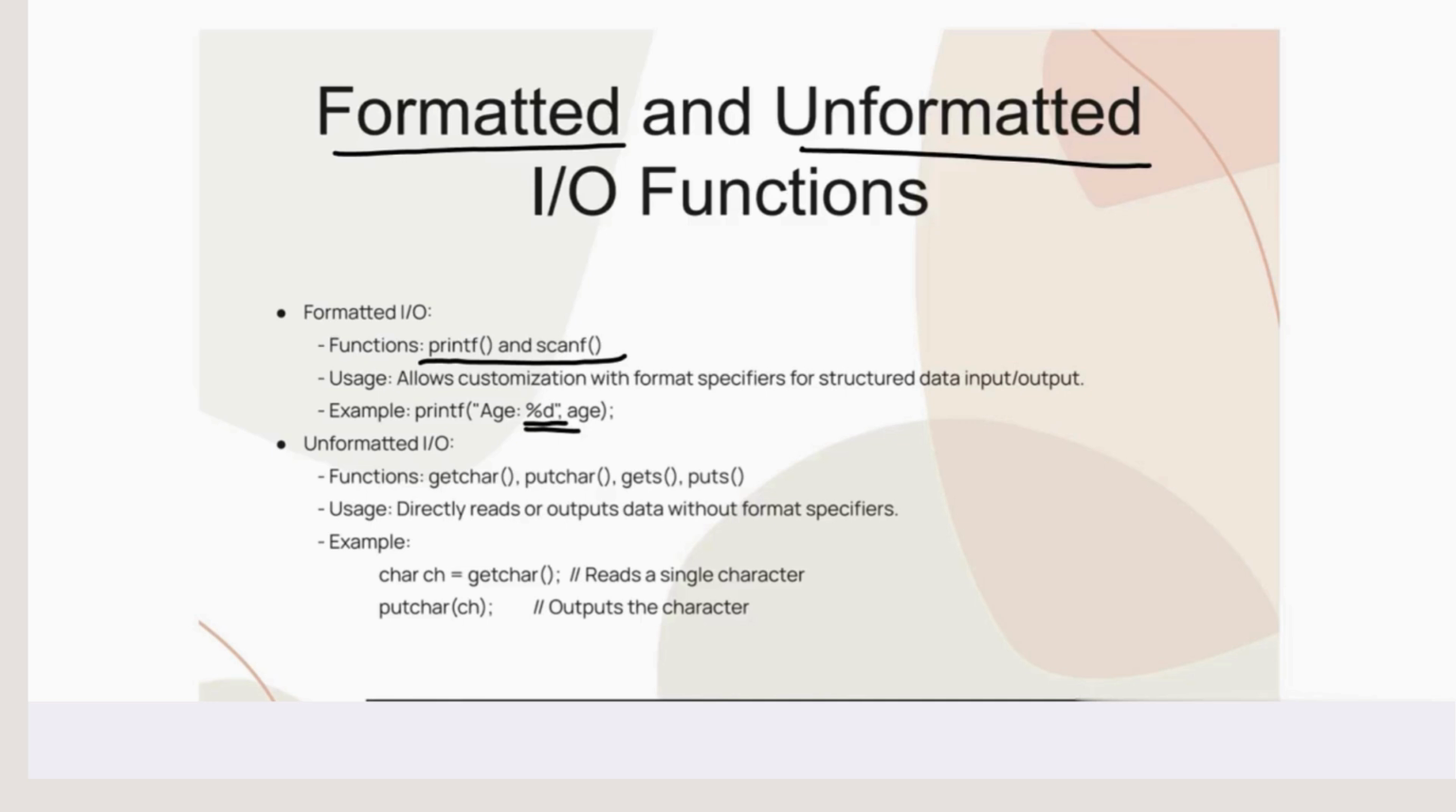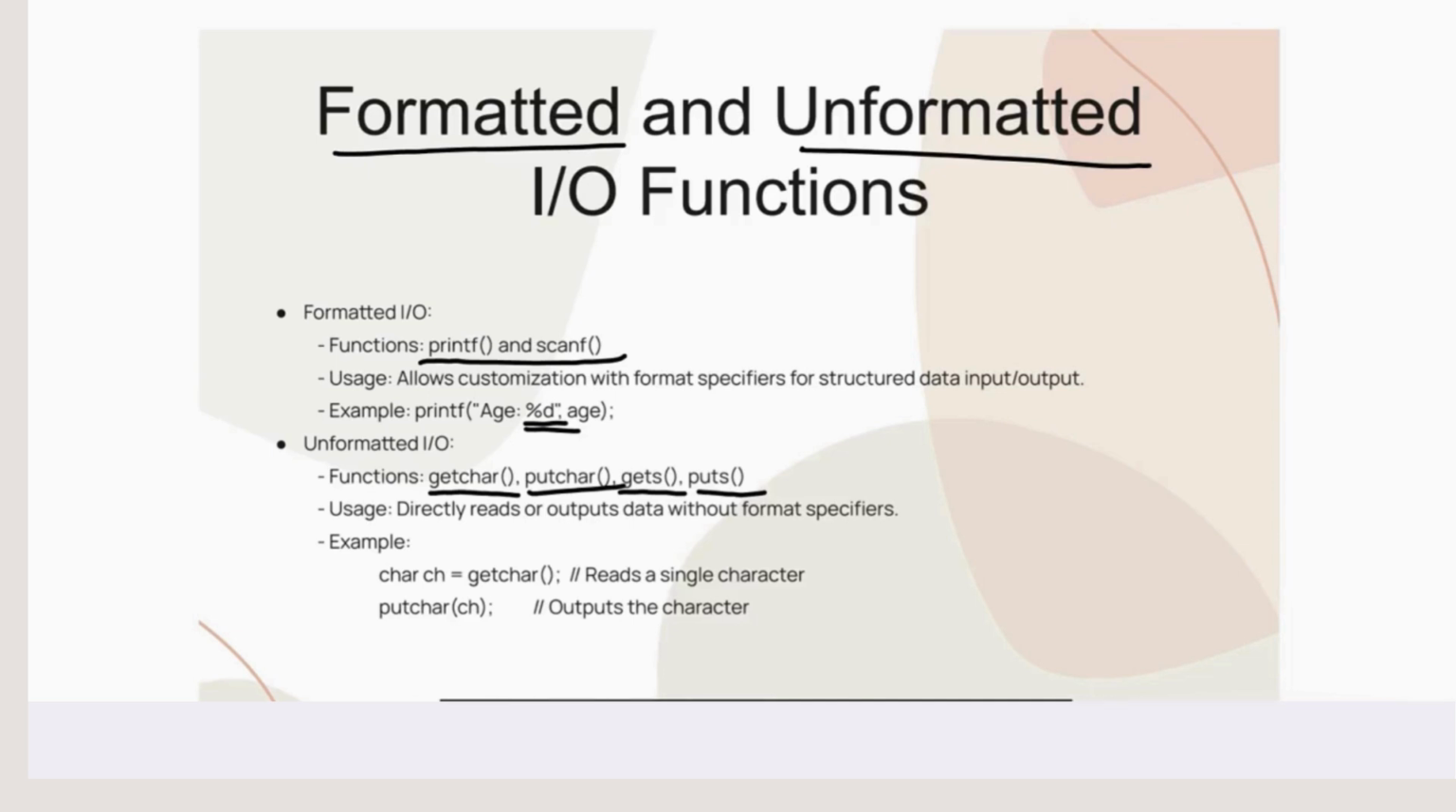So some of the unformatted IO functions are getchar if you want to accept a single character, putchar if you want to print a single character, gets if you want to accept a string from the user from the console, and if you want to print the string to the console, you will have to use the puts function. It directly reads or outputs the data without any of the format specifiers needed.